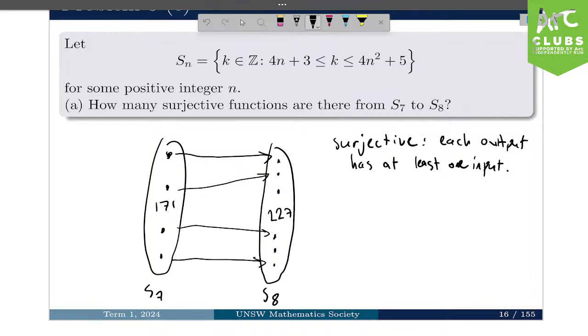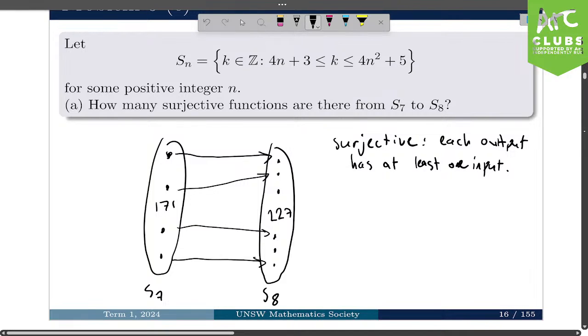So the total amount of arrows that we're actually going to have is going to be how many? The same as the number of inputs that we have, 171, right? If we have 171 arrows, then we can't possibly get to all of the points in the codomain, right? So that means that each output will not have at least one input. And the total number of these surjective functions is 0 because none exist, okay?